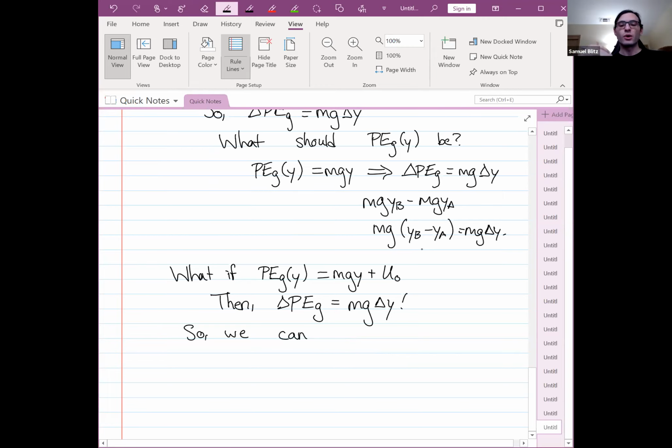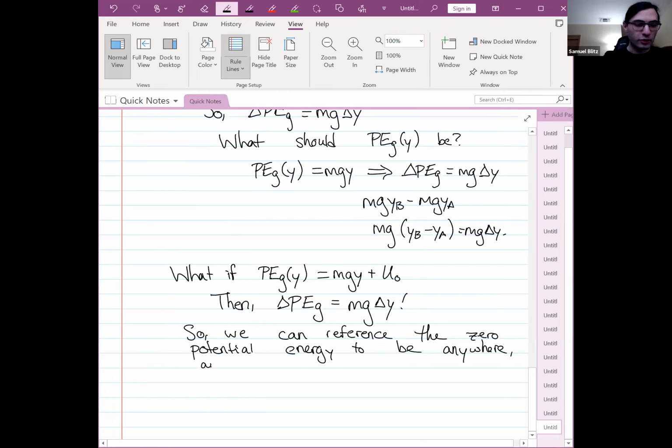So this is all to say that we can reference the 0 potential energy, i.e. where the potential energy is 0, to be anywhere we want. You can always choose this. This is a fact about our universe. And things still work out. I.e. the change in potential energy doesn't care.